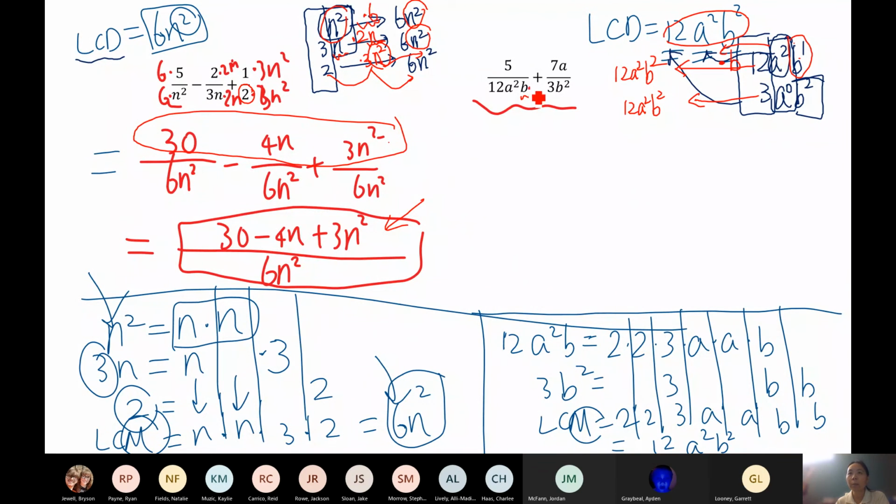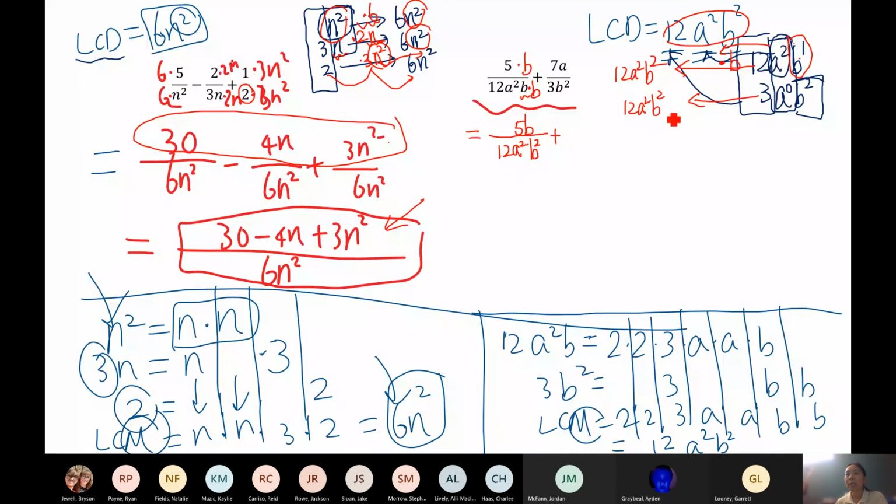So this is what I'm going to do. Multiply both the top and the bottom by b. That would give me 5b in the numerator. The denominator will be 12a squared b times b, which is b squared. That's exactly the least common denominator, which we want to get.